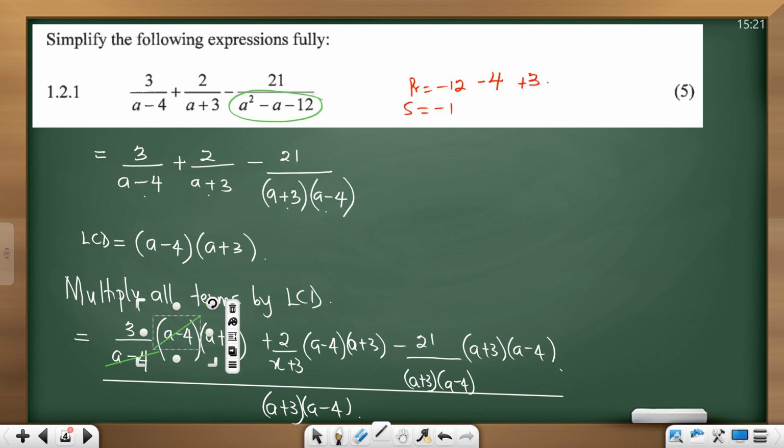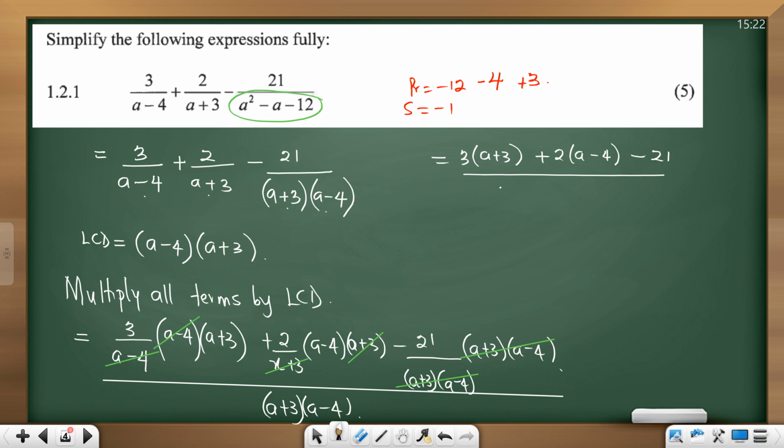A minus 4 there. A plus 3, a plus 3. This whole thing here would go, that would go. What will that be? We have 3 into bracket a plus 3 plus 2 into bracket a minus 4 minus 21 over a plus 3. I hope this is what you got as well. We can expand because we need to factorize fully. 3a, 3 times 3, 9, plus 2a minus 8 minus 21 over a plus 3 and a minus 4.